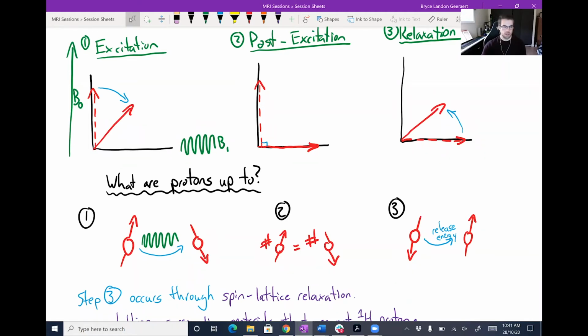And then during relaxation, the protons that are in the higher energy state are looking to offload their energy and become lower energy protons again. They want to follow the path of least resistance.